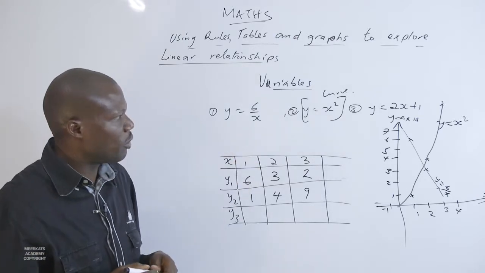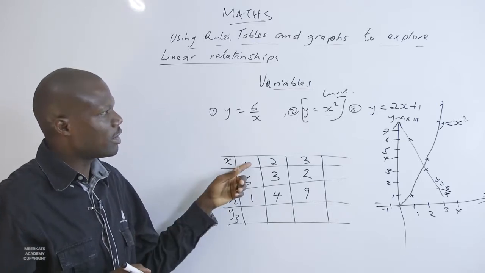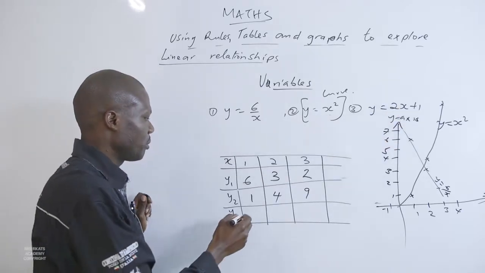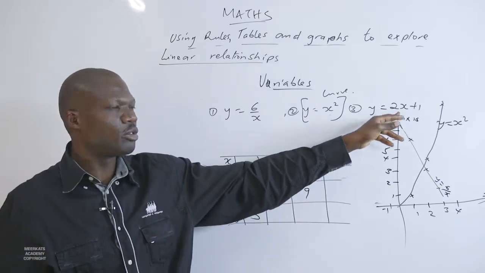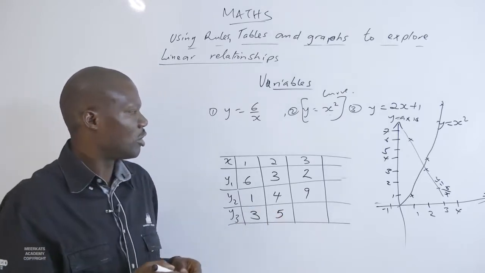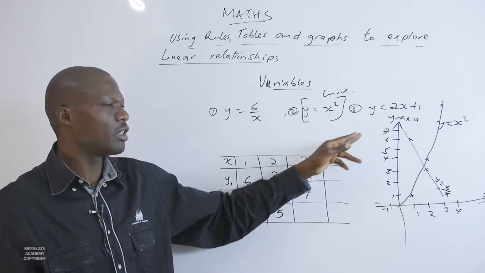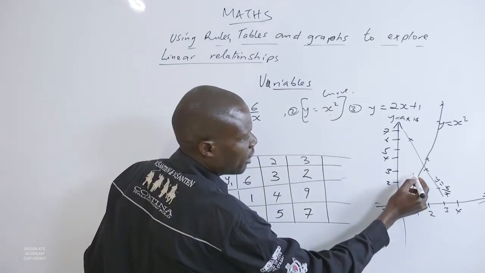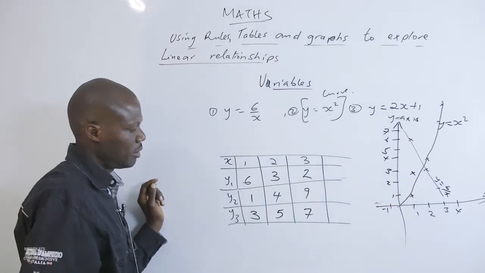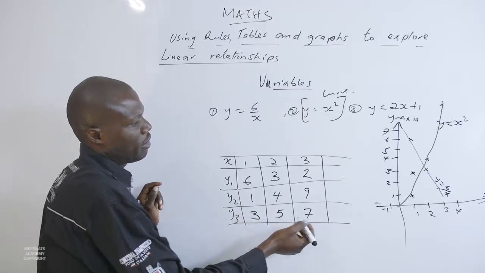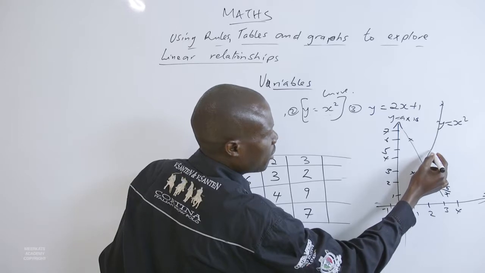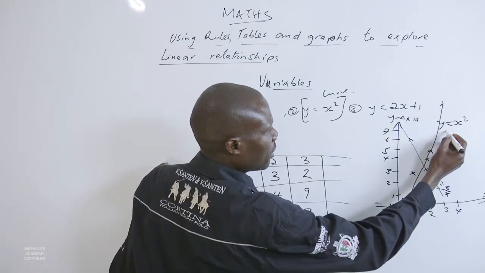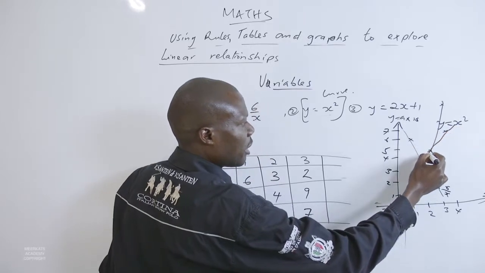For the other one, the last one, y3: when x is 1, then y will be 2 times 1, which is 2, plus 1 gives us 3. Then 2 times 2, 4, plus 1 is 5. 2 times 3 is 6, plus 1 is 7. So just to estimate, (1, 3) is here. (2, 5) will be somewhere here. And (3, 7): 3 is here, 7 somewhere here. So this one will form a straight line like that.